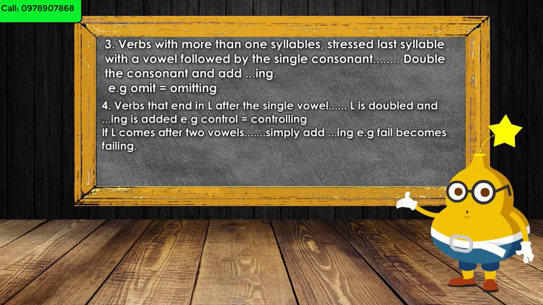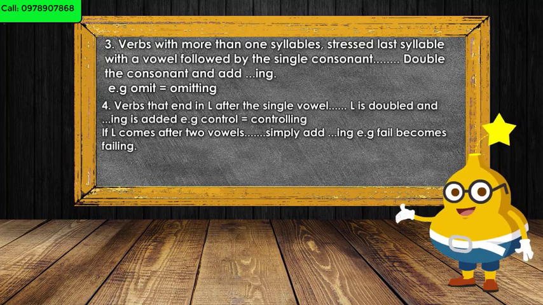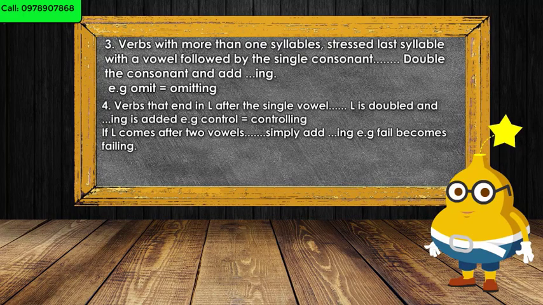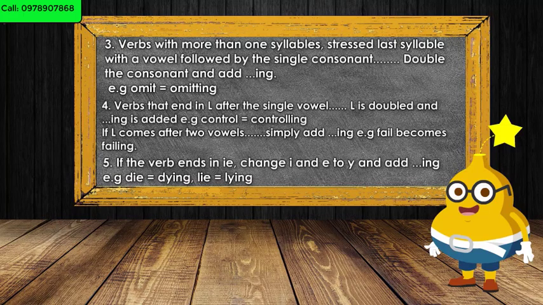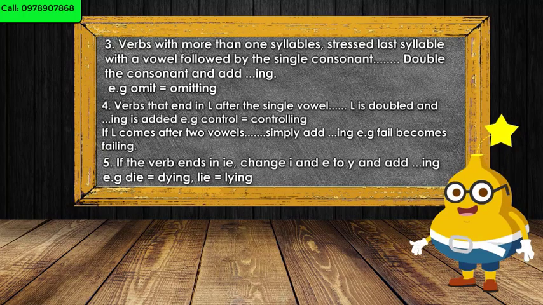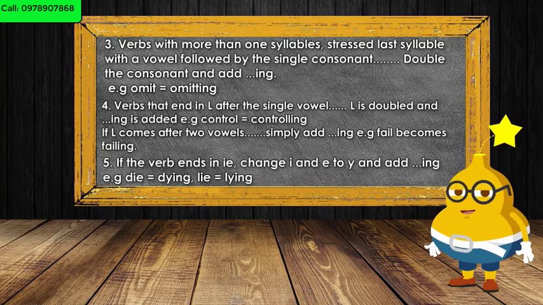If the verb ends in letter L after a single vowel, we double the L and add ing. For example, control is written as controlling with double L. However, if the L comes after two vowels, we simply add ing. For example, to fail is written as failing with the single L. And lastly, if the verb ends in ie, we change the I and the E to Y and add ing. For instance, die becomes dying and lie becomes lying.